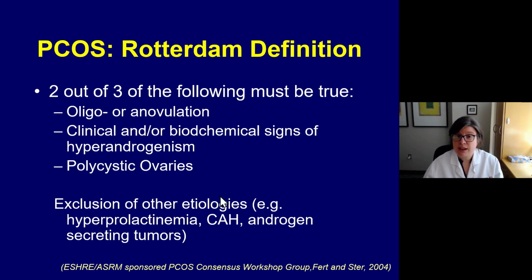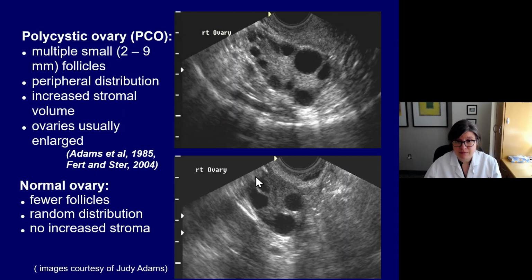And if you've excluded other etiologies, that's where the TSH comes in, the FSH, the prolactin levels, then you can make the diagnosis. And just looking at two out of the three, that means in many cases, you really don't need to get an ultrasound. You could probably make the diagnosis just through clinical means and laboratory means.